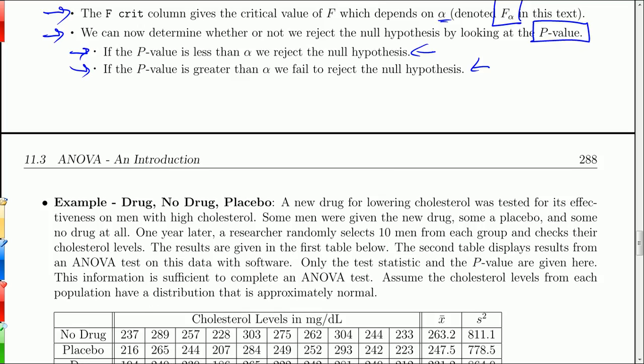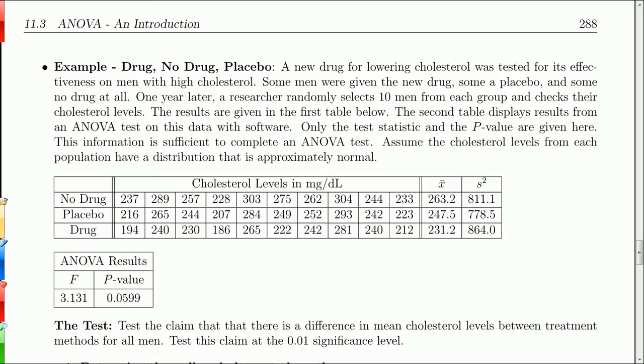So let's take a look at an example. And this is where the terminology started. It started with medical applications. So we have a new drug for lowering cholesterol, and it was tested for its effectiveness on men with high cholesterol. Some men were given the new drug, some were given a placebo, and some no drug at all. One year later, a researcher randomly selects 10 men from each group and checks their cholesterol level. The results are given in the first table, and the second table displays the results from an ANOVA test. And this is sufficient information.